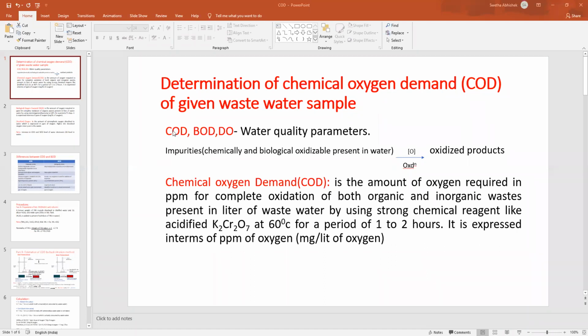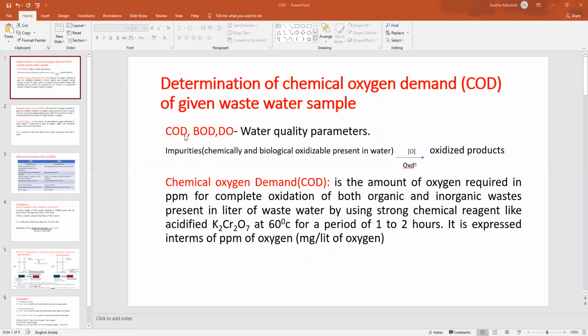So oxygen demand means water demands oxygen. If water demands more oxygen, that indicates water consists of a high percentage of impurities which can be oxidized. But what are the possible impurities that are present in water? Impurities that can be chemically oxidized or biologically oxidized. These impurities can be oxidized in presence of oxygen. So by knowing the amount of oxygen required for the oxidation of these impurities, one can determine the amount of impurities present in the water. So that is the principle of chemical oxygen demand.